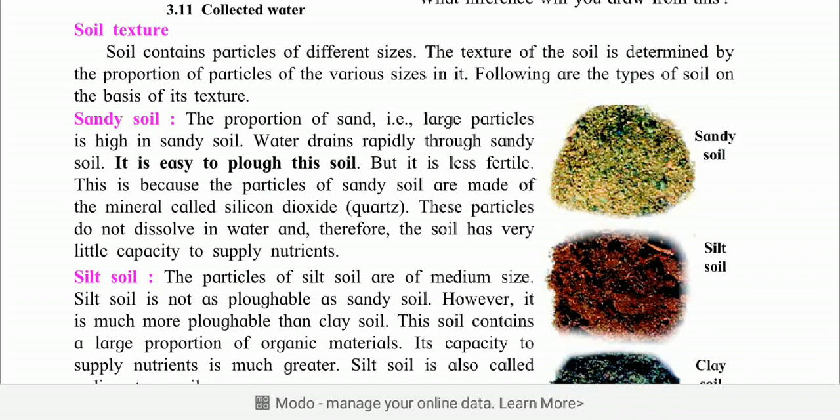This type of sandy soil holds less water. Stone does not hold that water, because of the sand the water is less, and that's why it is easy to plough. It is easy to plough, but it is less fertile.